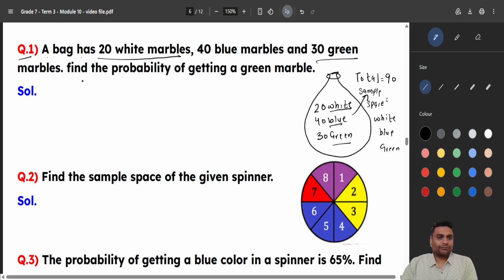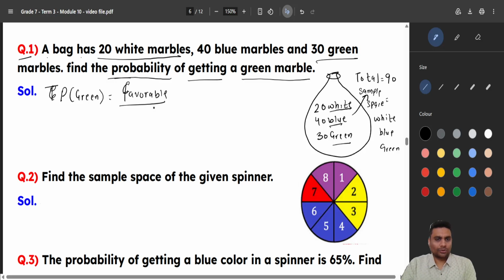Now he said find the probability. Let us come to the question. Find the probability of getting a green marble. First of all, the formula. He wants the probability of green marble, right? What was the formula? Favorable outcome over the total outcome. This was the formula for probability, right? Now my favorable outcome is green here, and here I have to put total.